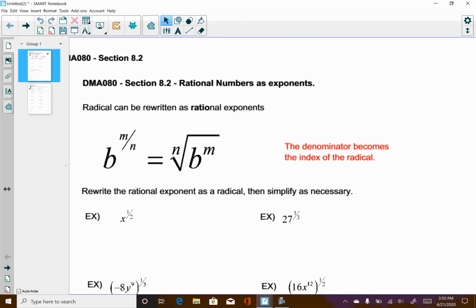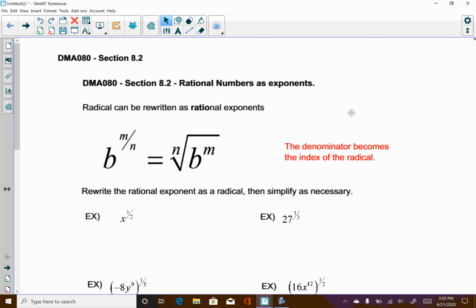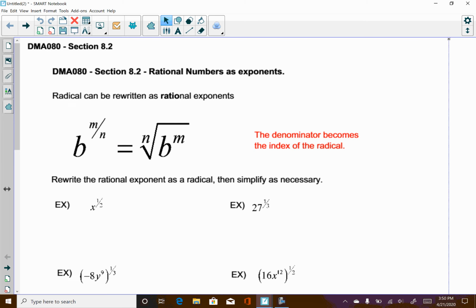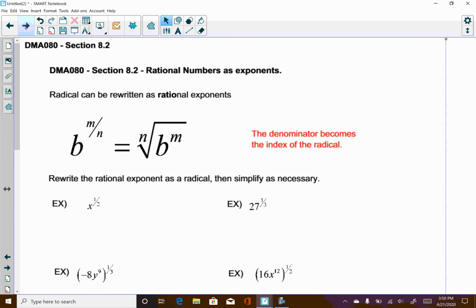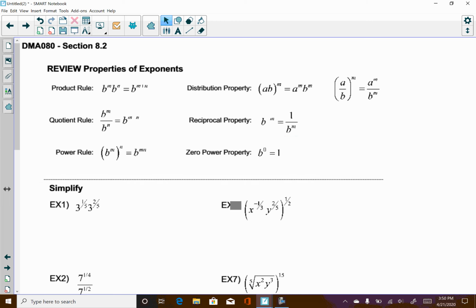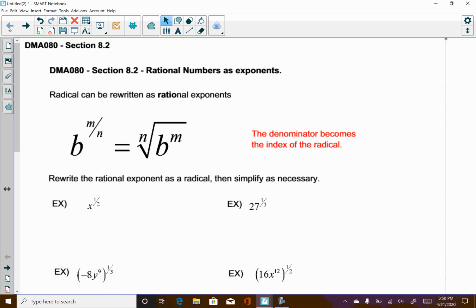Okay, so we're going to look here at section 8.2. I'm actually going to do this entire set of notes, and if there's points where you want to pause it and try a few on your own, and then go back and hear my explanation, that's probably a good idea. But as I was looking through this set, I figured I might as well just go ahead and work through the entire set. It's a relatively brief set of notes here.